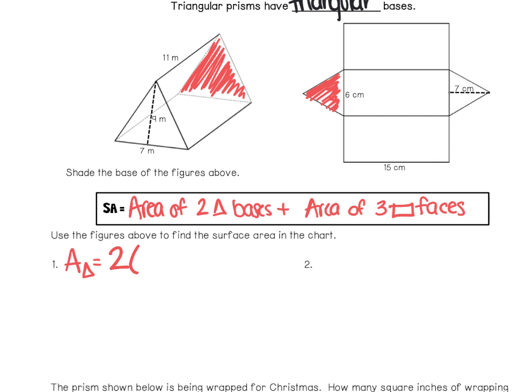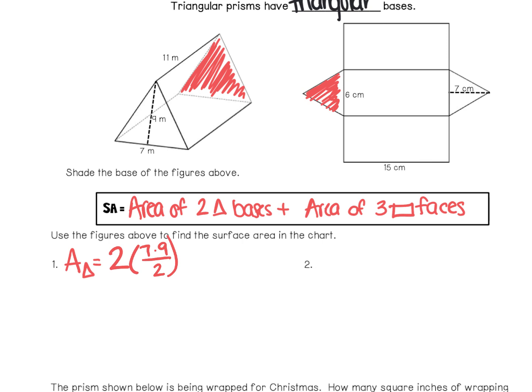So to find the area of a triangle, who remembers the generic area of a triangle formula? Rex? It's the base times the height divided by 2. Base times height divided by 2. So if we look at this triangle, we have a base that's right here, that's 7, and a height of 9. So we're going to do 7 times 9 divided by 2, which gives me the area of the triangle. But then I'm multiplying it by 2 because there's two bases that are the same.